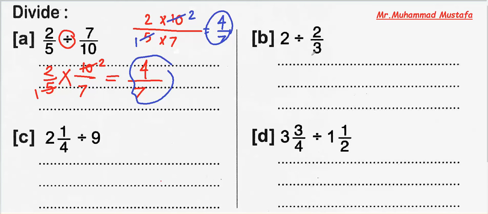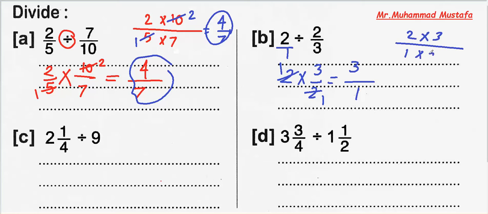2 divided by 2 over 3 equals 2 times, first times reciprocal. 2 over 3 becomes 3 over 2. 2 divided by 2 is 1, 2 divided by 2 is 1, 1 times 3 equals 3, 1 times 1 equals 1. We can do it this way: 2 over 1 times 3 over 2, 2 times 3 over 1 times 2. We can simplify 2 divided by 2. The numerator becomes 1 times 3, 3. Denominator 1. 3 over 1 equals 3.